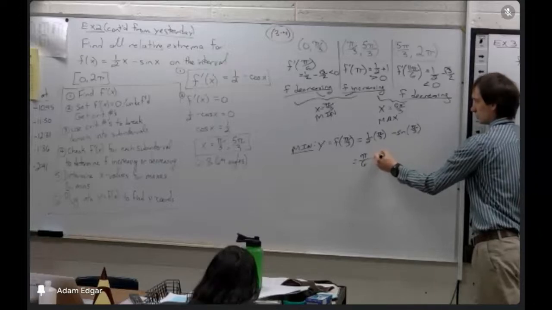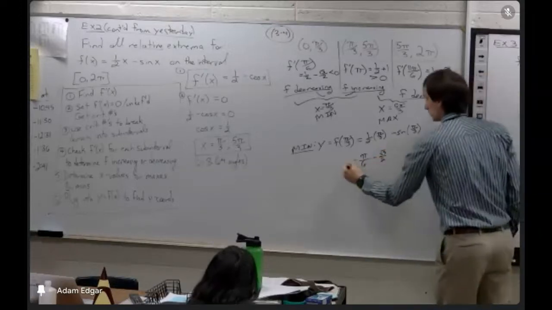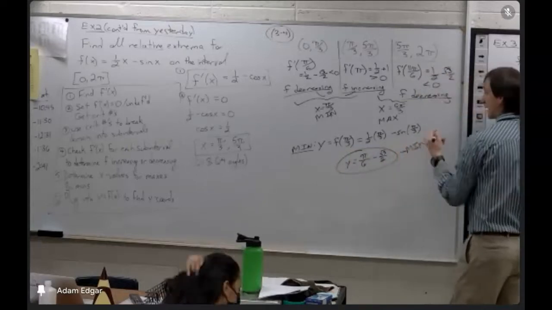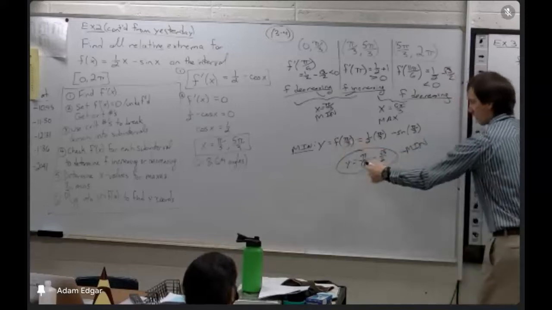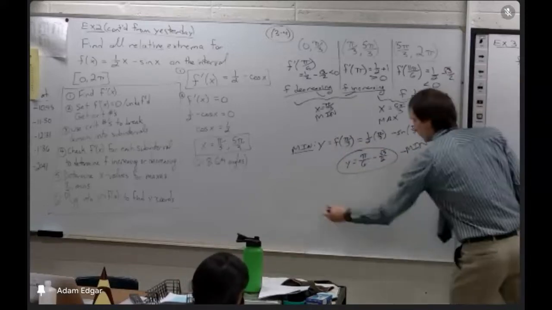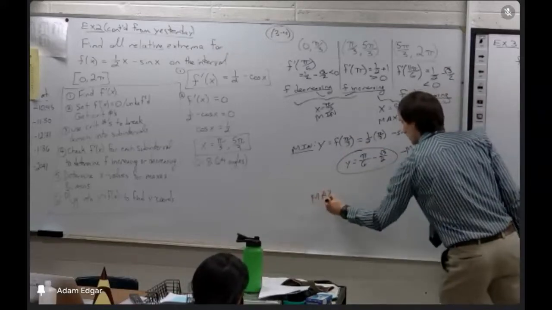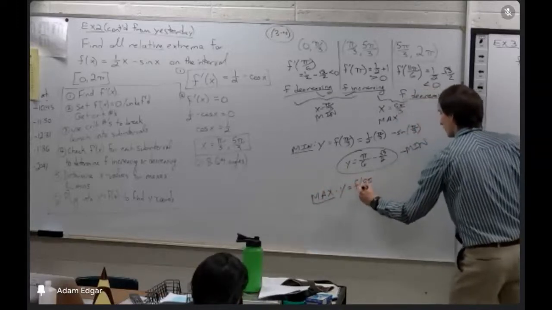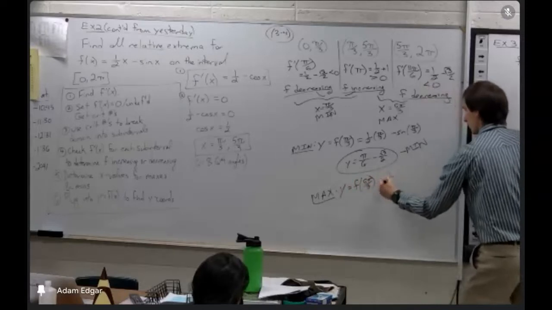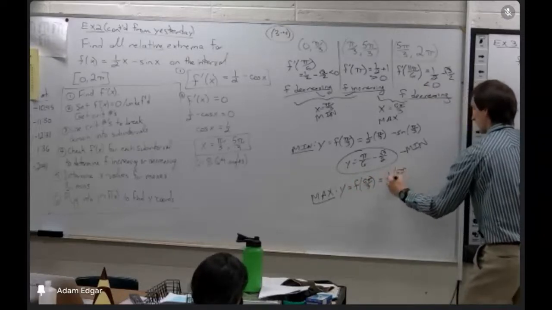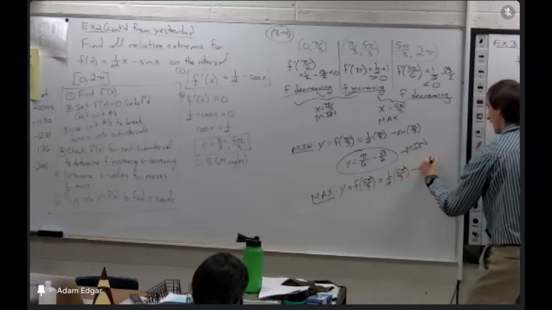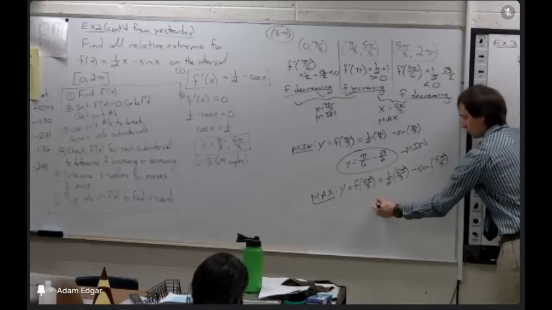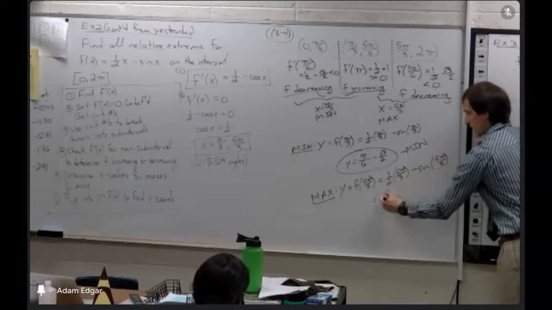Root 3 over 2. So that is your actual minimum value, and it's at the point pi over 3 comma this ugly thing. And for the maximum, you do the same thing. Y equals f of 5 pi over 3. So you have 1/2 times 5 pi over 3 minus the sine of 5 pi over 3. So 1/2 times 5 pi over 3 is 5 pi over 6.